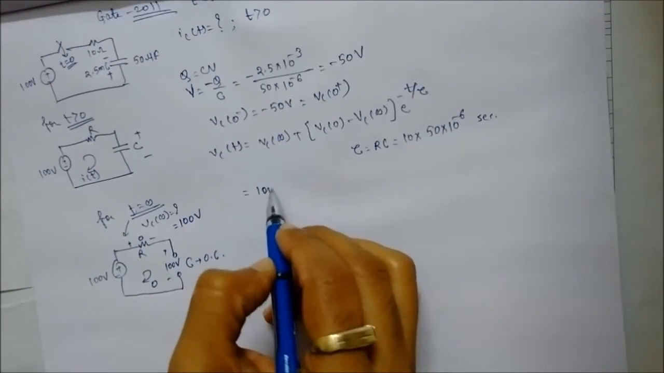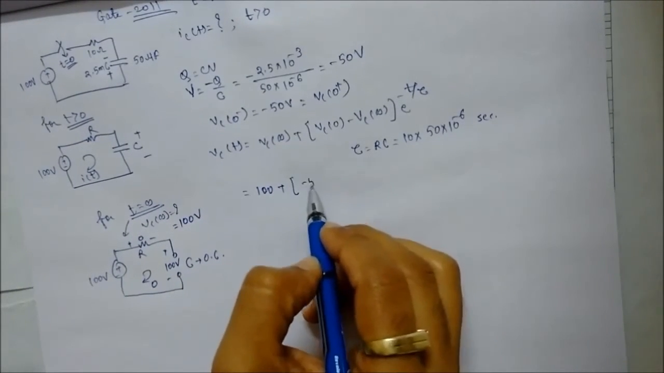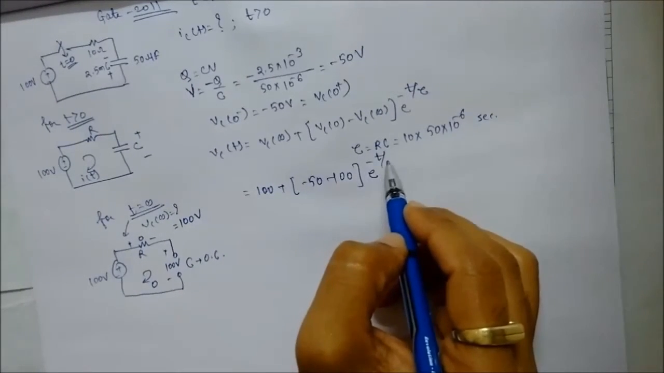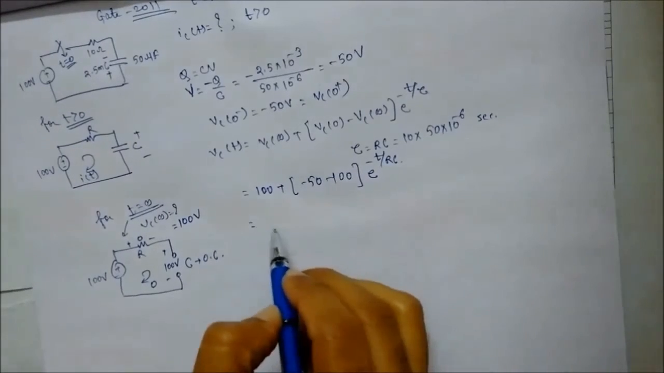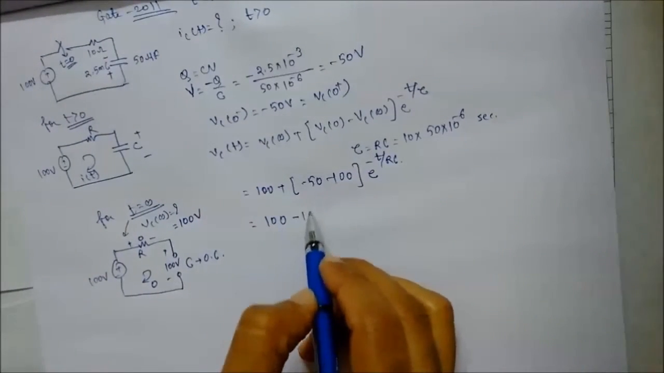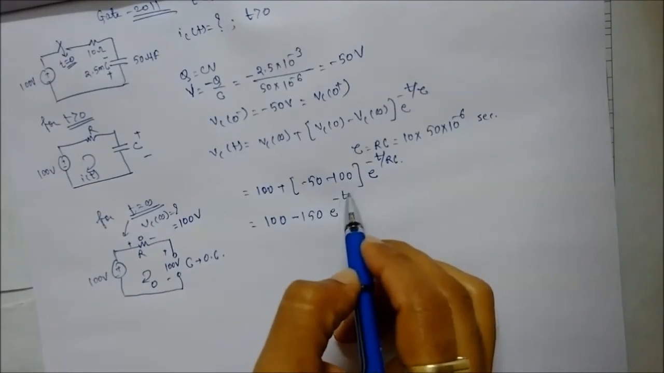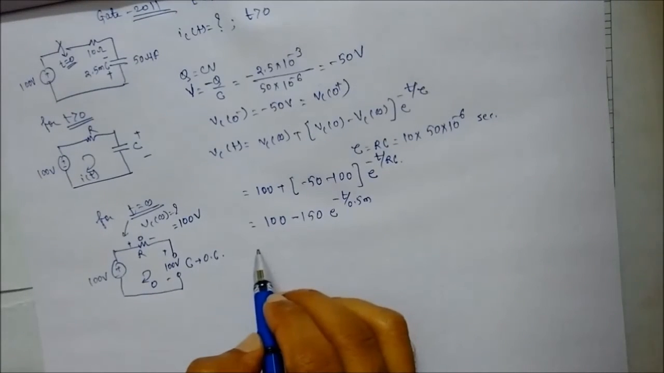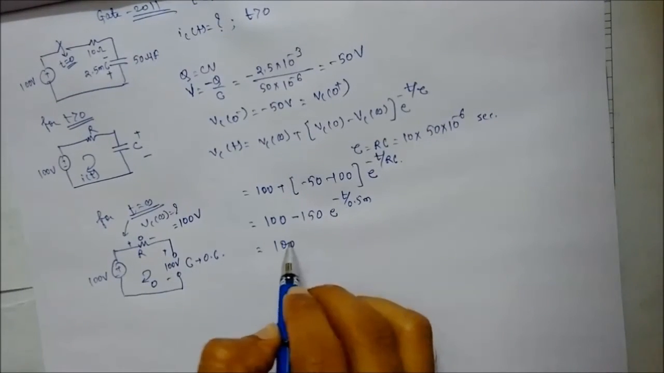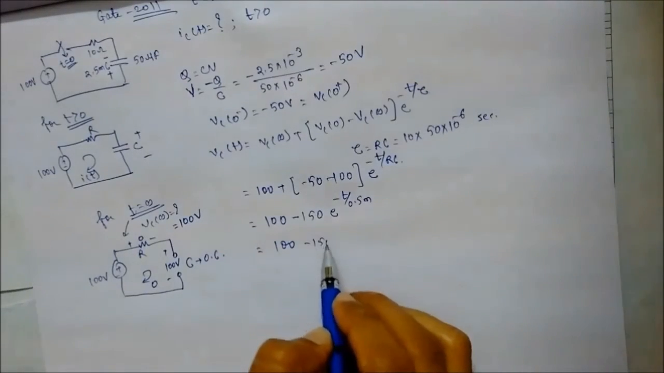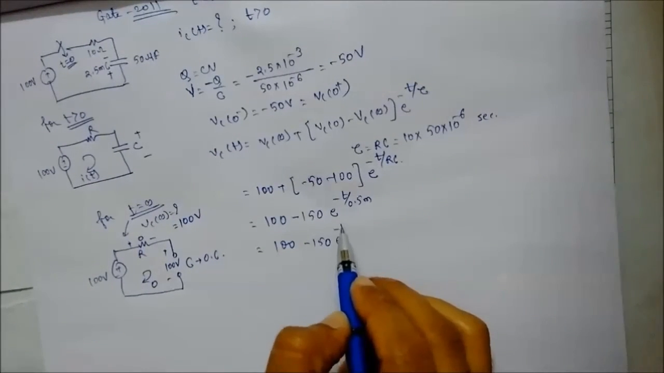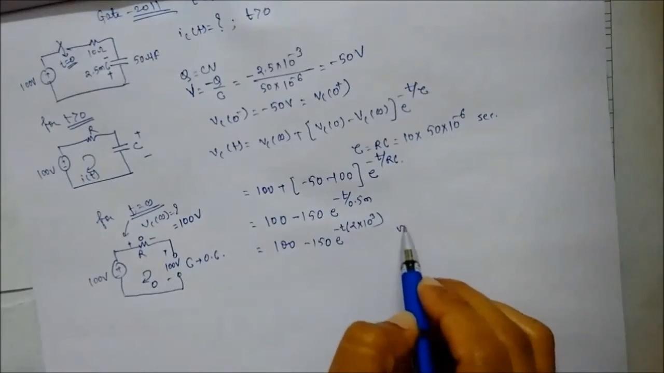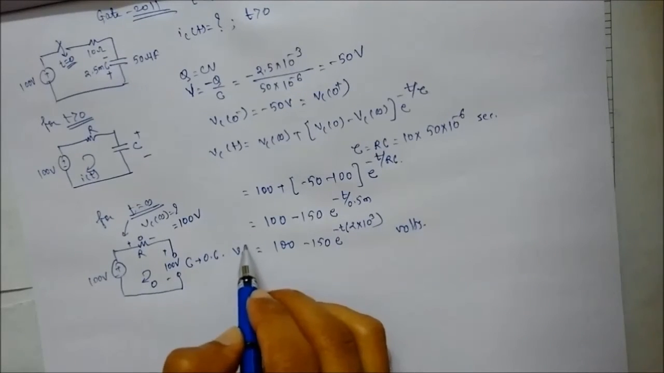So write down these values: 100 plus (minus 50 minus 100) e to the power minus t upon RC. That is equal to 100 minus 150 e to the power minus t upon 0.5 milli, right? That is equal to 100 minus 150 e to the power minus t into 2 into 10 to the power 3 volts. That is the equation for VC(t).